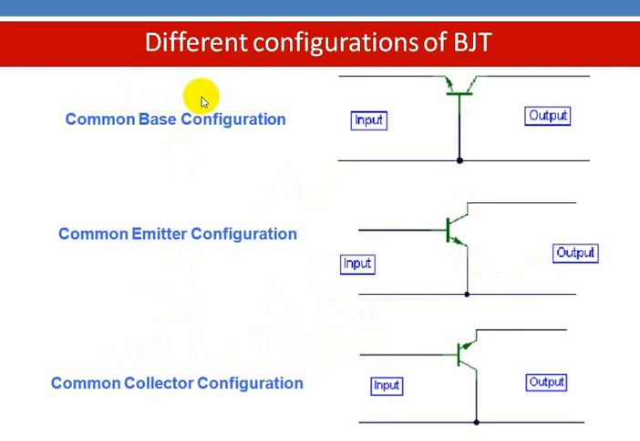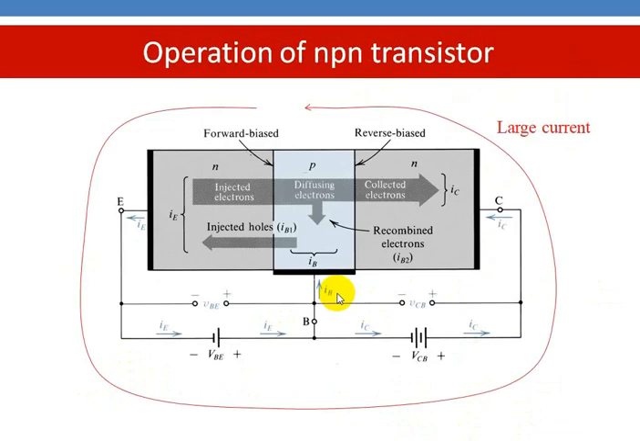So there are three configurations. One is common base configuration. Here, the base terminal is common between input and output, meaning input is applied between emitter and base, and output is taken from collector and base. Common emitter configuration is a commonly used configuration. The emitter terminal is common between input and output. Common collector configuration: the collector terminal is common between input and output.